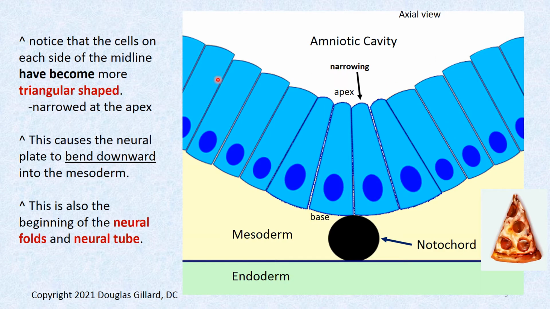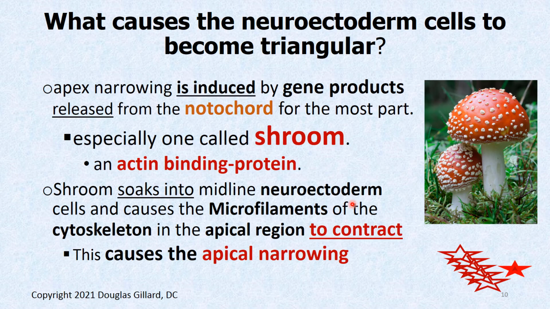And here we go. This was the once flat neural plate. There's the notochord, there's mesoderm, endoderm. This is all ectoderm, but this is neuroectoderm because it transformed into the neural plate. And it was flat, and now it's not flat anymore because of this triangular shapeness that's happening right in the very midline, right above the notochord. And there is a gene product that you should know that sets this off. It's probably more complicated than this, but this is an easy one to remember. It's called shroom, and it's an actin binding protein, and we'll leave it at that.